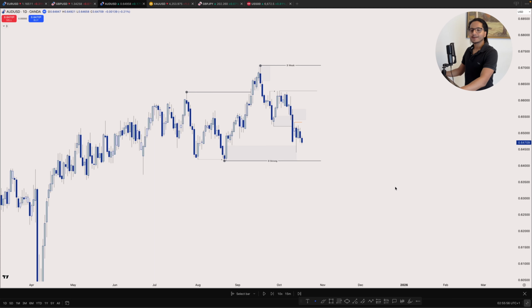As always, I'm going to go with this Aussie dollar trade breakdown now. So let's get into it. All right, let's get back into the Aussie dollar now.